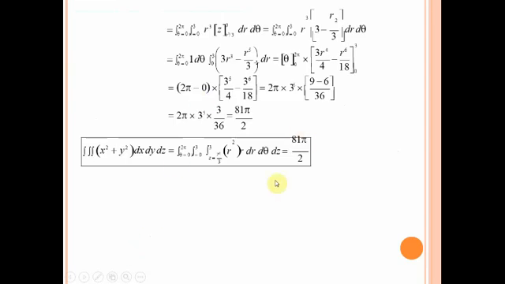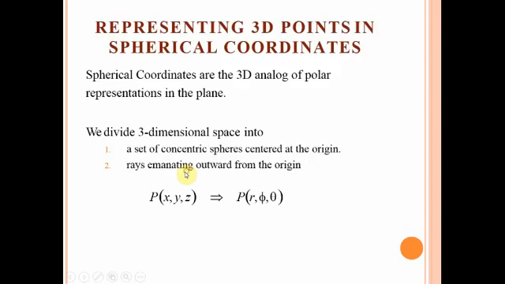And we found the value 81 pi by 2. After solving the integration, we got 81 pi by 2. This is the result: under these limiting conditions, the triple integration of x square plus y square dx dy dz will be equal to 81 pi by 2.